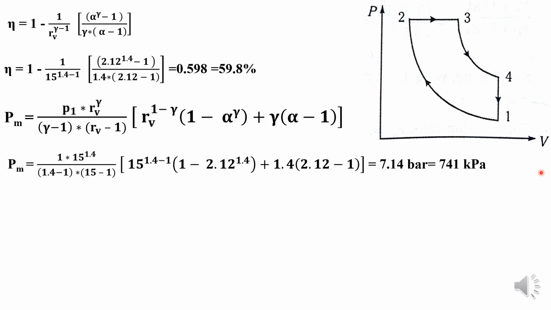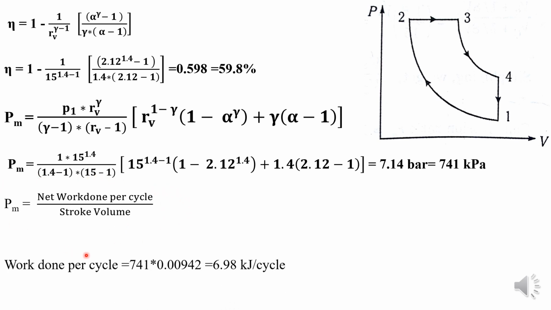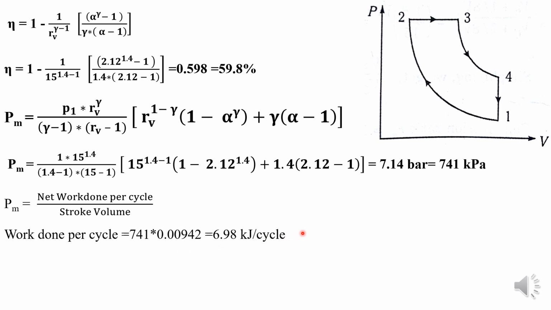Before power developed, you need to find the work done per cycle. How to find work done per cycle? As per the definition of mean effective pressure. What is the definition of mean effective pressure? It is nothing but net work done per cycle divided by stroke volume or swept volume. PM value you know, stroke volume you know, that is nothing but Vs. Using this equation, find the work done per cycle.